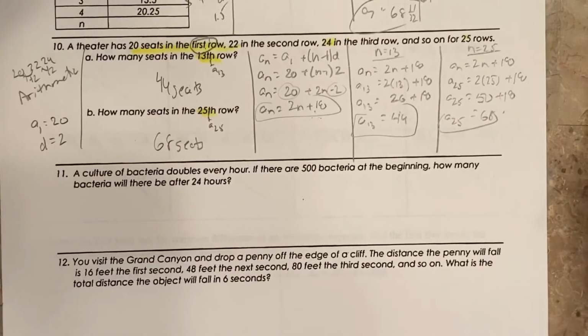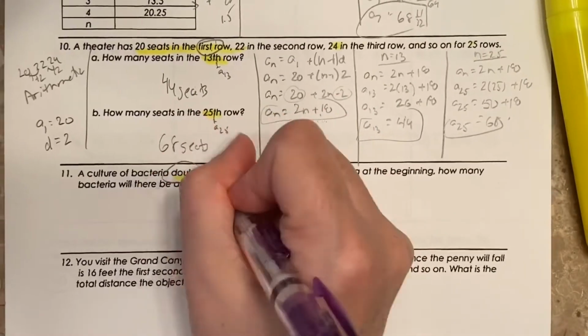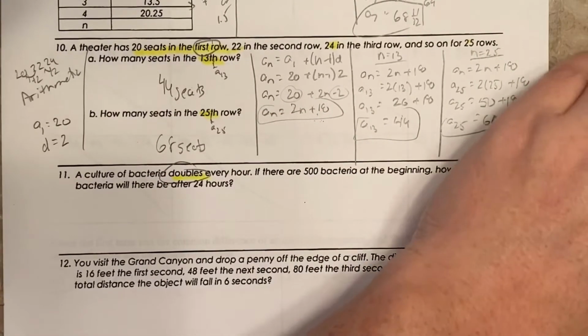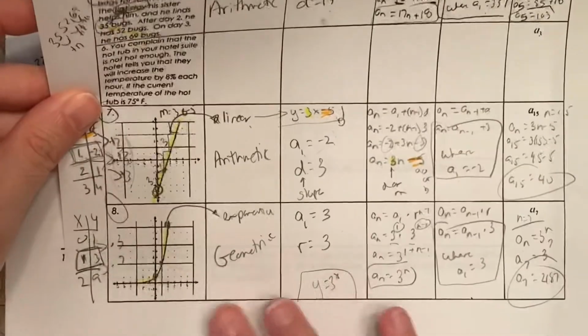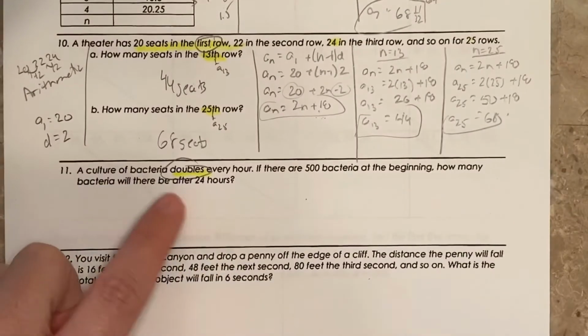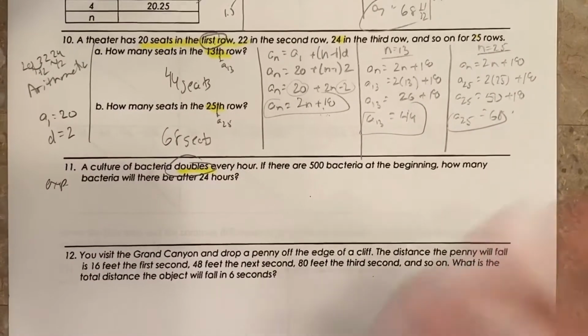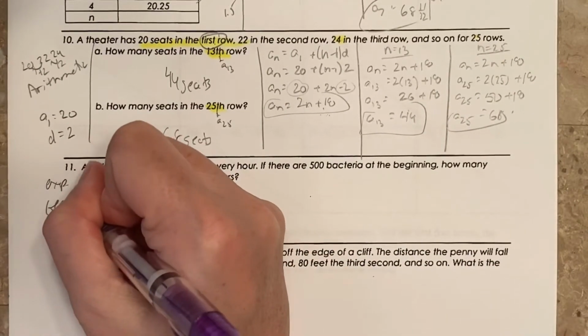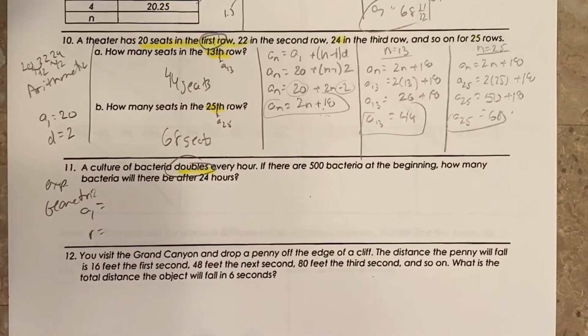All right, number 11, a culture of bacteria doubles. Okay, you should remember this word from our functions units when we did our geometric, like these ones over here. Our exponential functions, remember those ones? Because it's exponential, it's doubling, tripling, anything like that's exponential. So right away we know this is going to be geometric. So I'm looking for an a sub 1, and I'm looking for a common ratio.